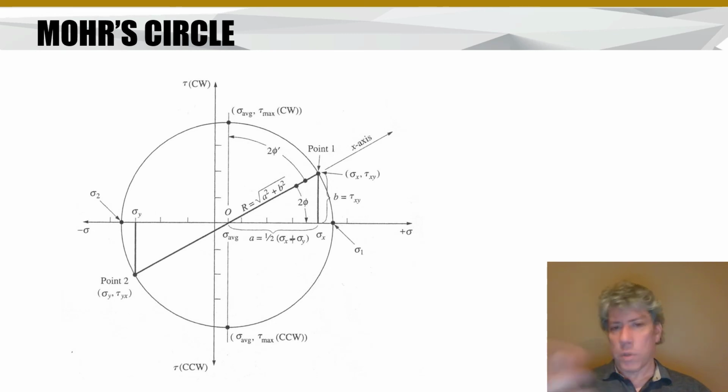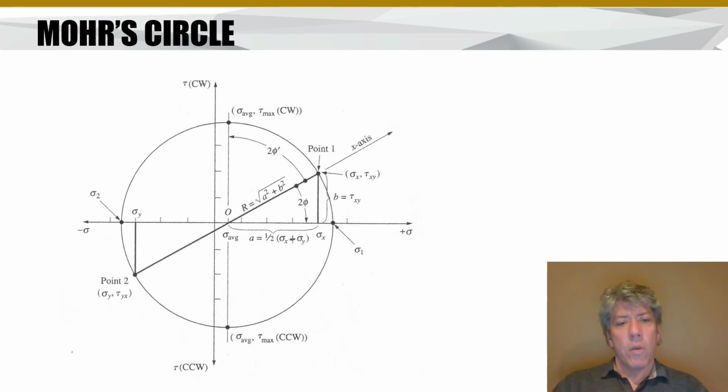1, 2, 3, 4. So sigma x is 4, whereas sigma y is -3. Okay, so if I take 4, let's see, 1, 2, 3, 4. Yeah, I got that right. 4 plus 3, well, that's 7, right? So 7 divided by 2 would be 3.5. So yeah, that makes sense.